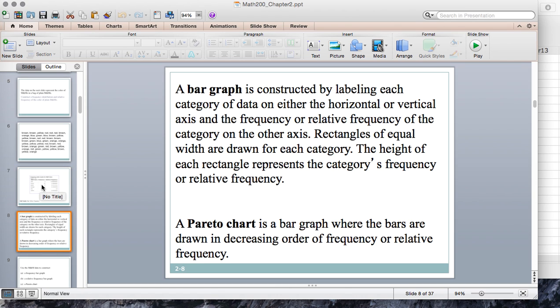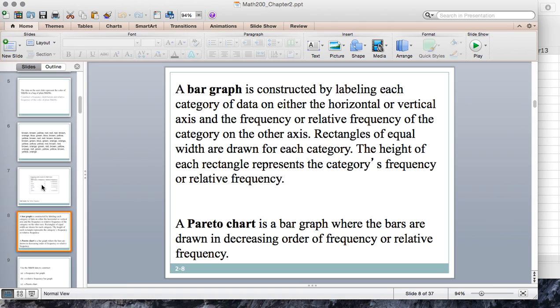Now, moving on, I'm sure you've all seen a bar graph before. That's just constructed by labeling each category of data along the horizontal or the vertical axis, and then you have the frequency or the relative frequency on the other axis. Rectangles are then drawn. They should all be of equal width for each of the categories, and then the height of the rectangle just represents the frequency or the relative frequency.